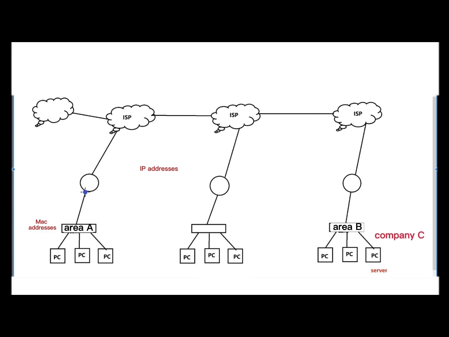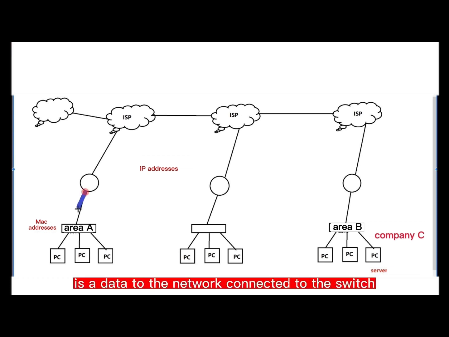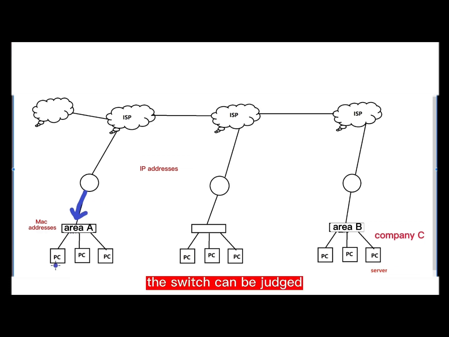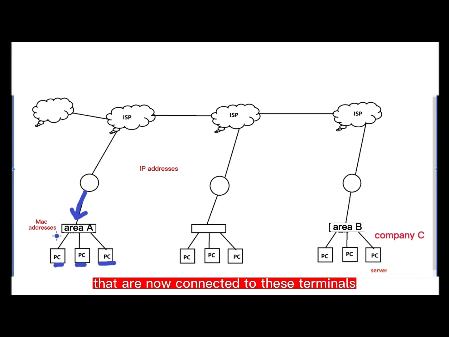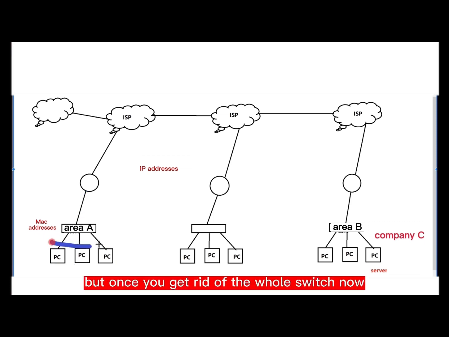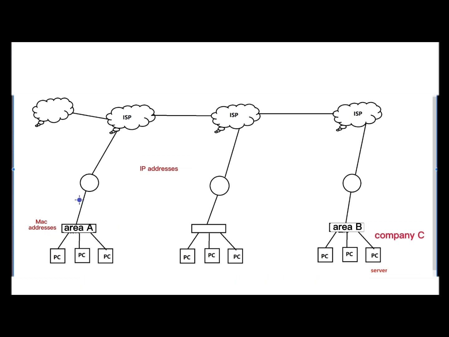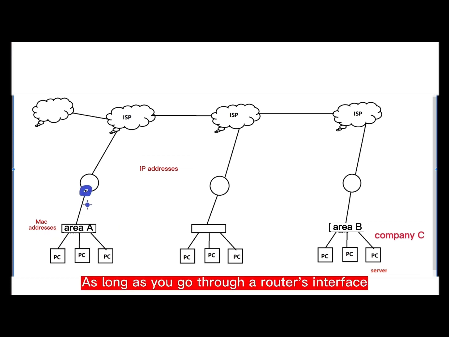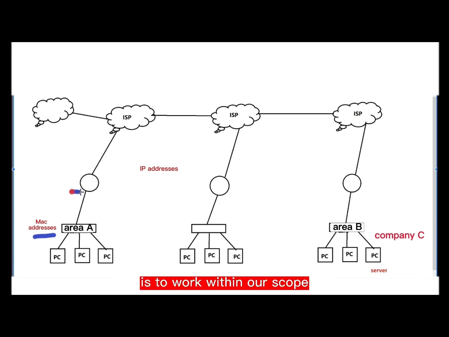That is, for a device on the link, it cannot cross this link. That's what we just said. Data on the network connected to the switch, the switch can judge information about the MAC addresses that are connected to these terminals. But once you leave the switch, as long as you go through a router's interface, MAC addresses are relatively useless. That is, the MAC address works only within our scope.